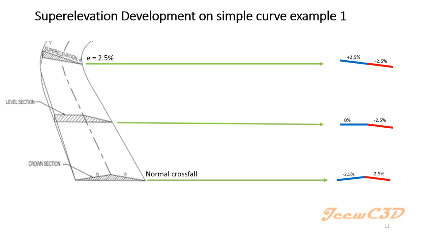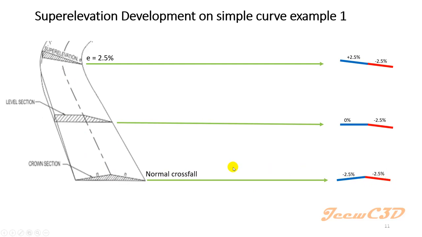So in this example, now we have a simple curve. Assume this is a straight and you have a curve here. In the straight section you have normal cross fall of -2.5 on both sides. This blue color represents the left side, and red color represents the right side.